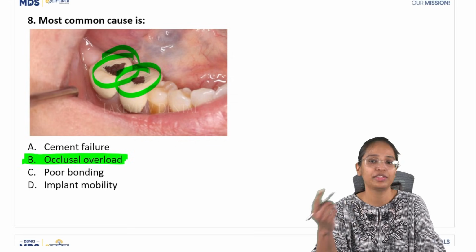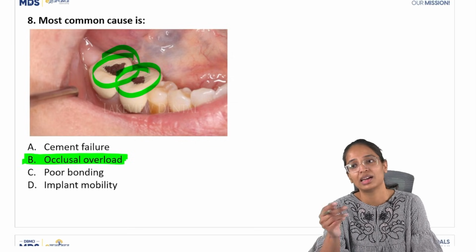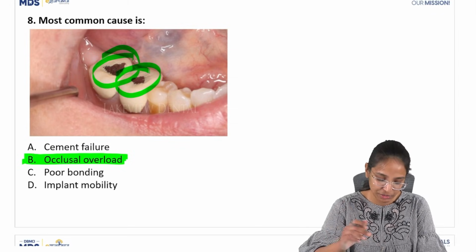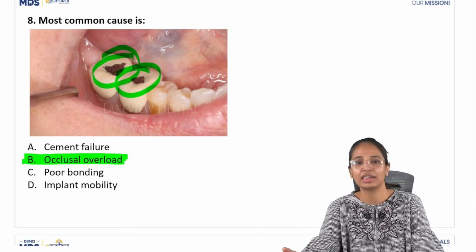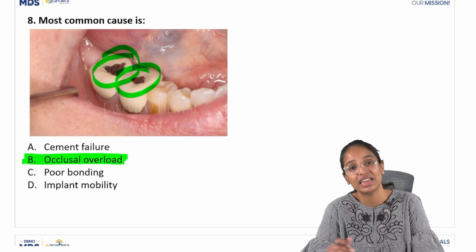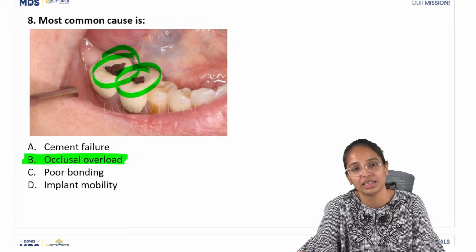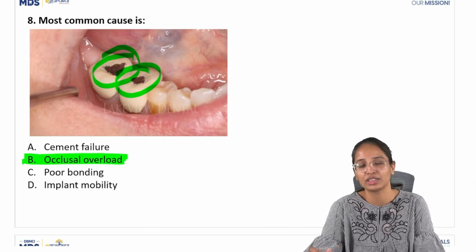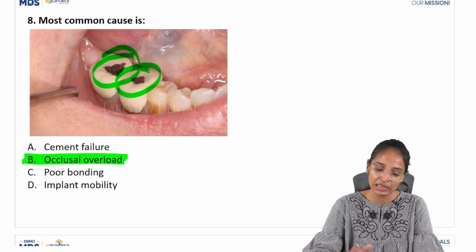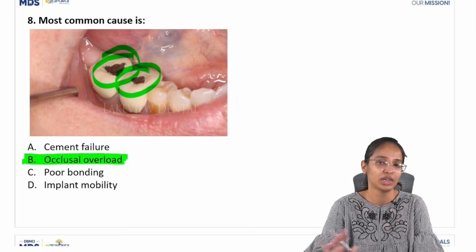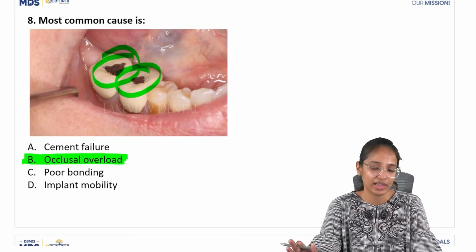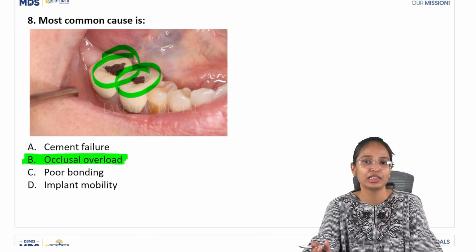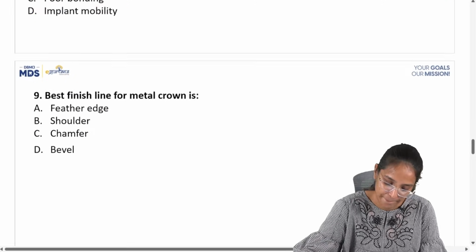Now, if they show you a video showing mobility, right, then that would be something relevant to D, but then that will be a very straightforward question. It can possibly lead to mobility in future of the crowns if the lower load is not corrected. So possible complication is that, but it is not visible here in the image. So option D goes out of the picture that way. What is visible is a chipping of porcelain and your reason for that is occlusal overload.